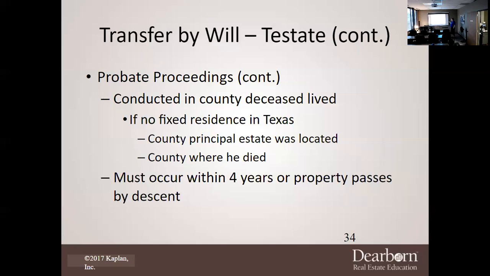Now, if there's no fixed residence in Texas, then it's the county where the principal estate was located or the county where they died. Okay, and it must occur within 4 years or the property passes by descent. So, Mr. Eugene, if they don't complete the probate within 4 years, then it automatically transfers by descent.